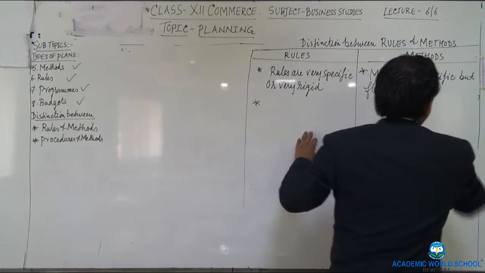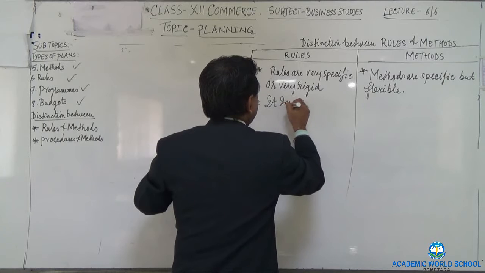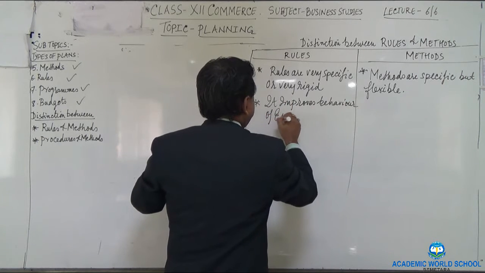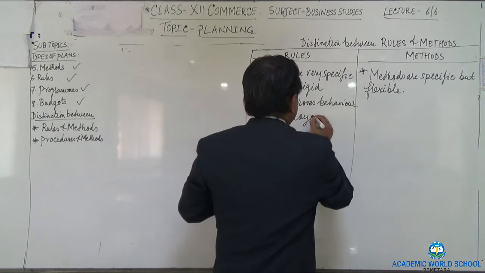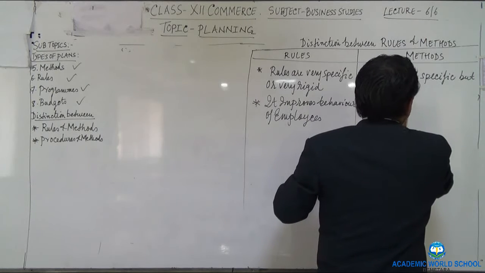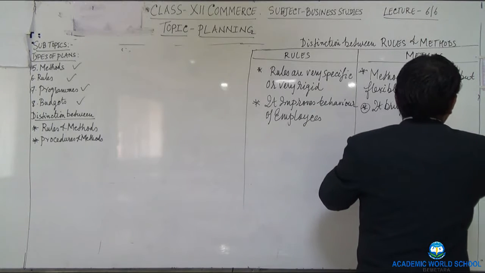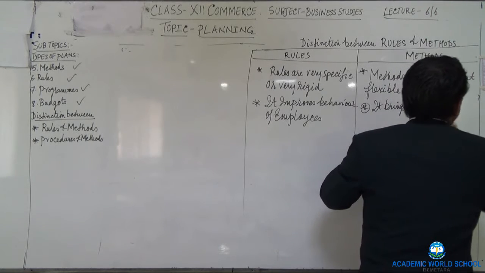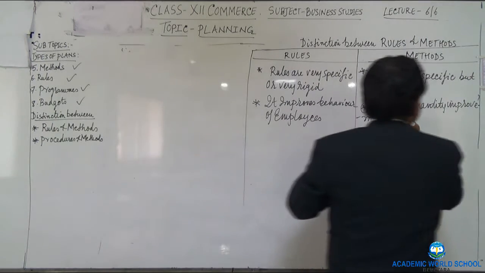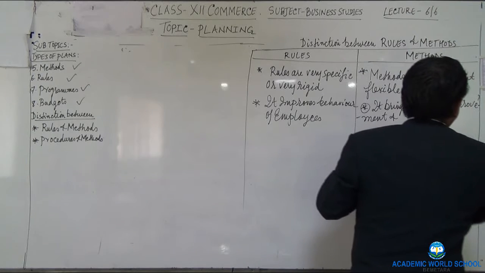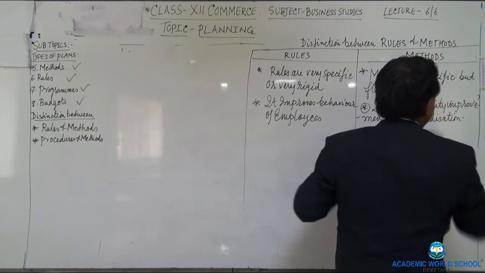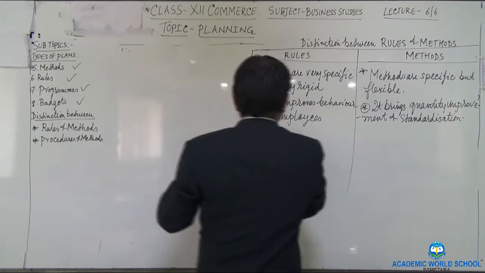Second, it improves behavior of employees. Rules improve behavior of employees, and here for methods, it brings quantity improvement and standardization. Improvement and standardization.